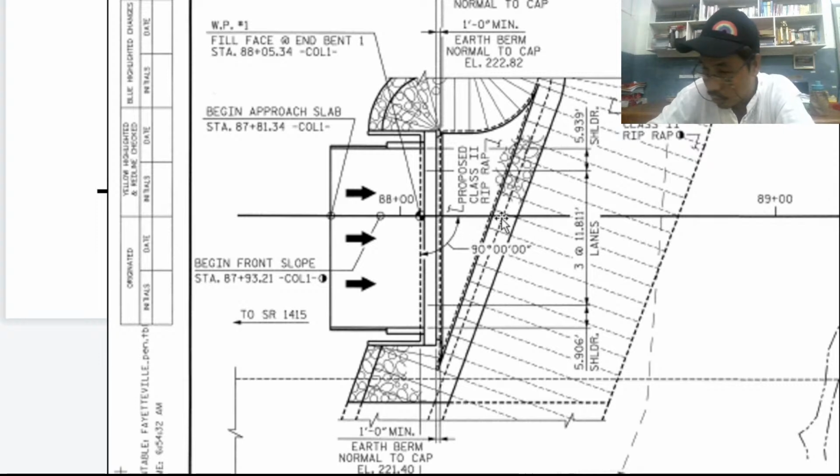So we can have the correct direction of the bridge. So begin approach slab. So this is the approach slab. We call this the approach slab. And this is the beginning. So this part is the approach slab. Okay. So under this we have the end bent, below this approach slab.